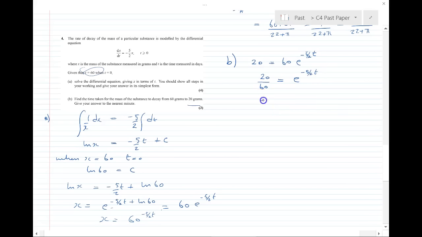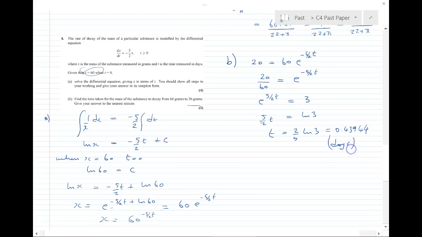If I take the reciprocal of each of those and swap it around a bit, that gives me e to the 5 over 2t equals 3. Okay, ln 3. So then I can ln both sides, so I'll get 5 over 2t is equal to ln 3. So t is equal to 2/5 of ln 3, which in days is 0.43944. That's in days.